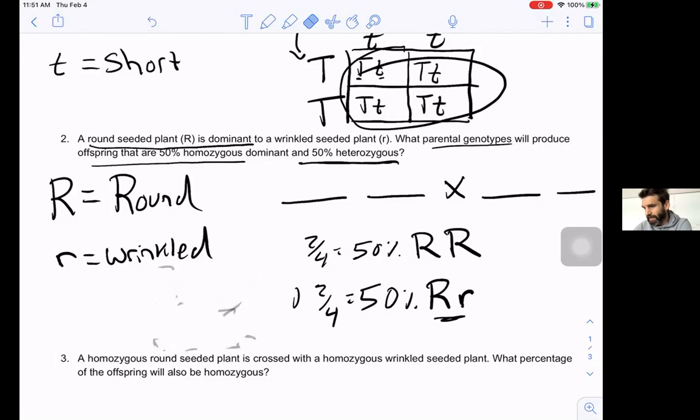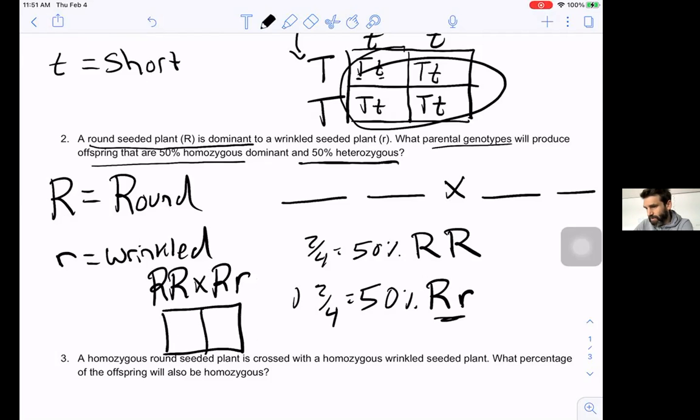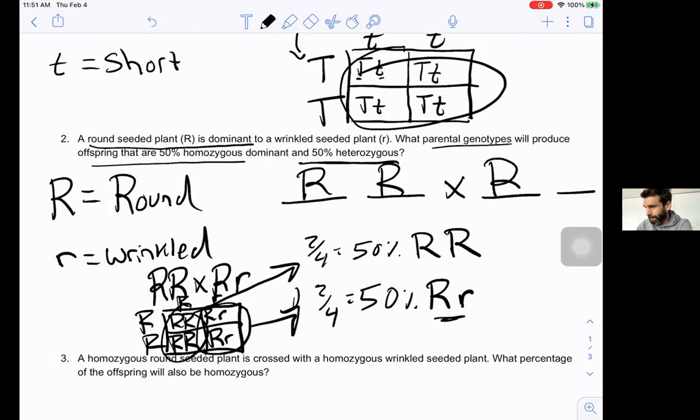So we are left with only one other option. Homozygous dominant crossed with heterozygote. When we do that, we get big R, little r. And here on the left side, we get our homozygous dominant. And here on the right side, we get our 2 out of 4 heterozygotes and 2 out of 4. So the parental genotypes have to be that right there.